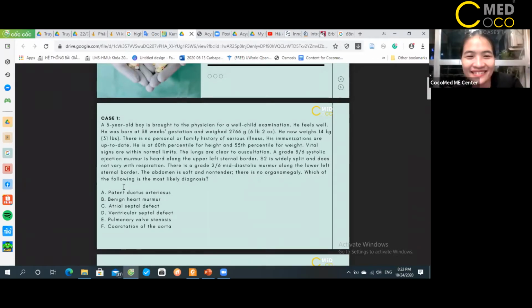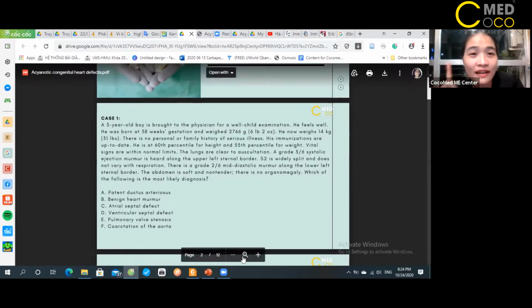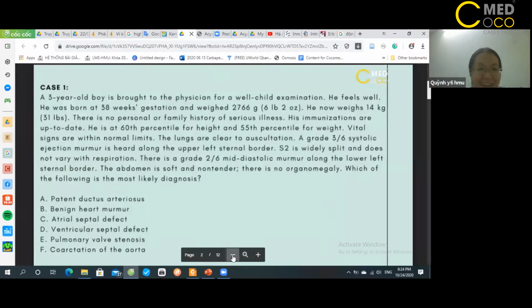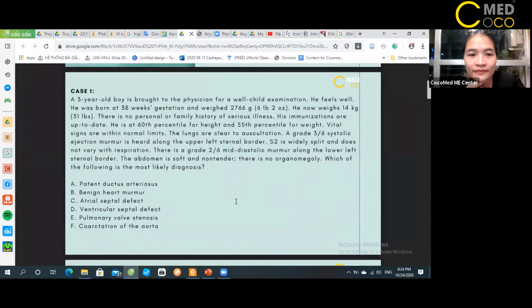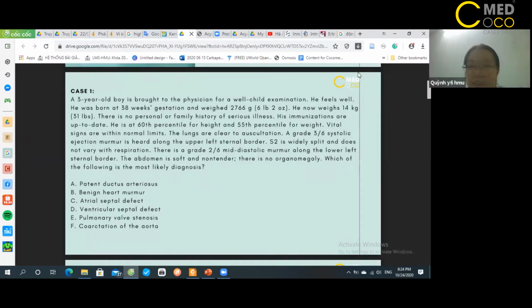Can you zoom in bigger? Like we can only see one slide. That's better. Yeah, I think that's better. Good. So can you read it out loud?